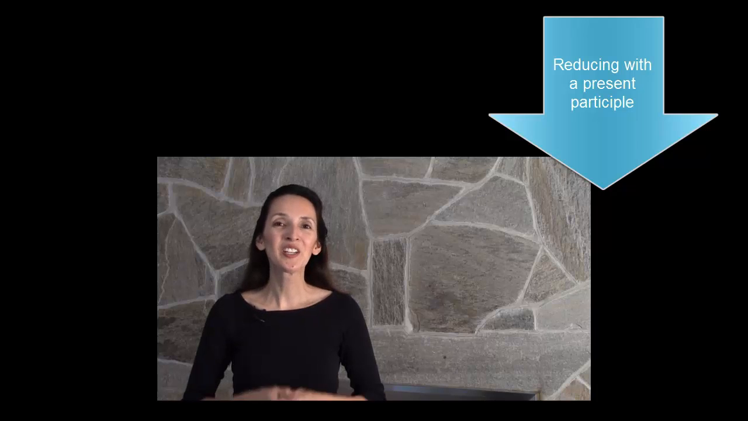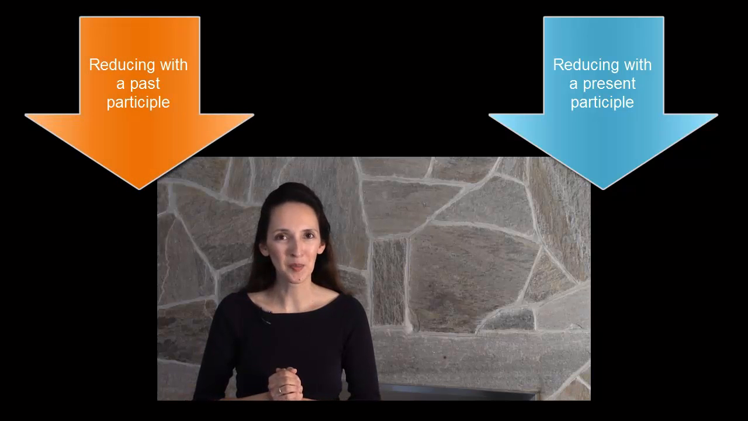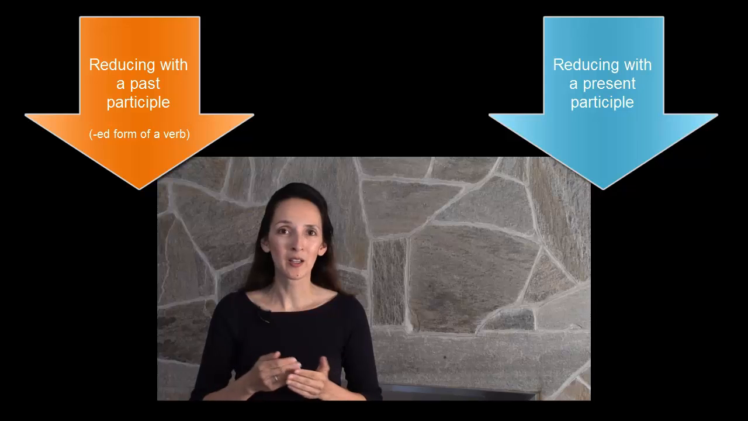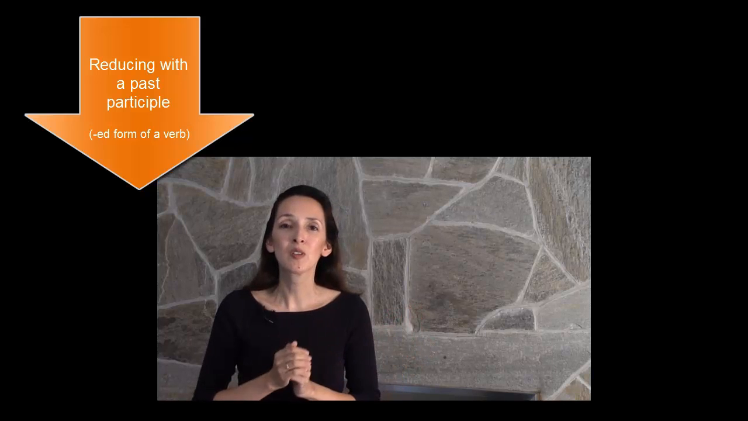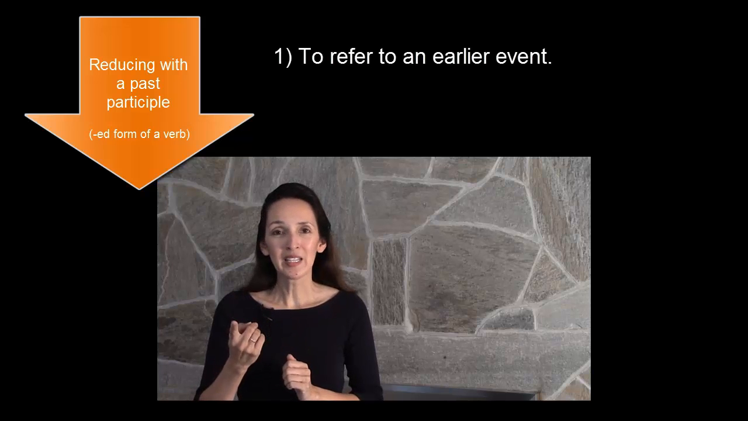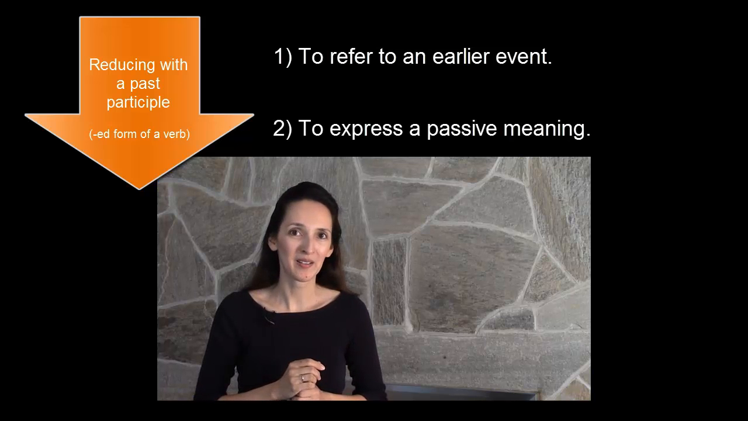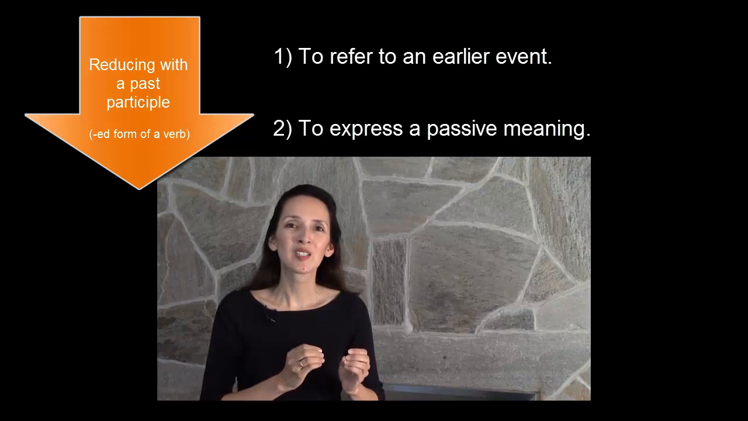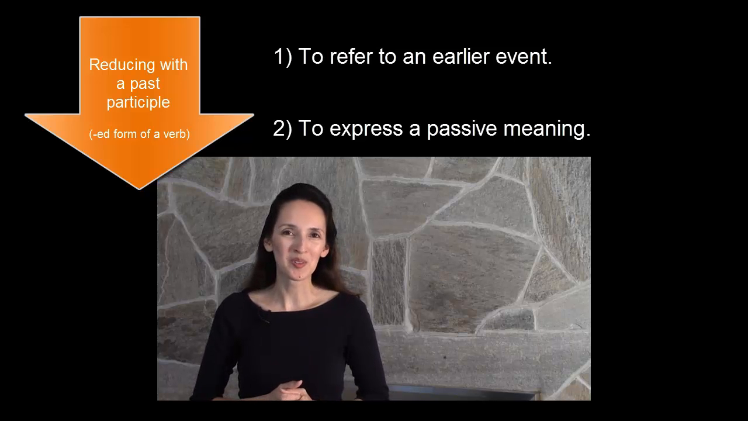Up to now, I've only mentioned use of the present participle. When we change an adverb clause to a phrase, we sometimes need to use a past participle, the ed form of a regular verb. It's that third form, like do, did, done, the third form. And we'll do this for two reasons. We may need to show an earlier time, or we may need to express a passive meaning. Passive verbs emphasize that the subject is receiving an action. Let me give you some examples.